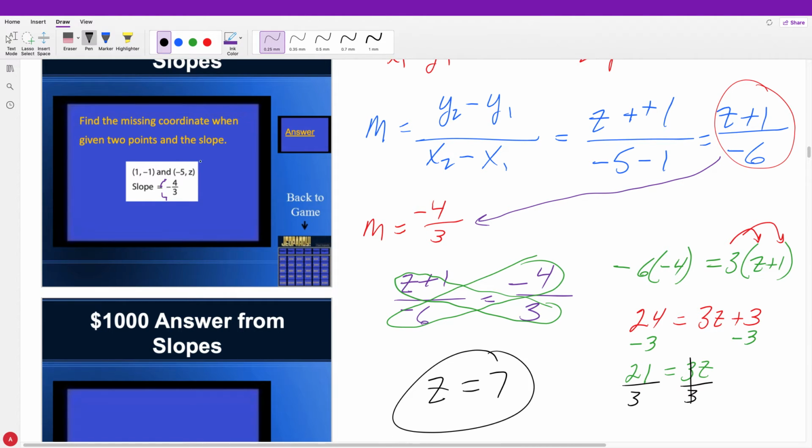If we were to plug 7 back in here to our formula, we would end up getting 8 over negative 6, which is going to give me that negative 4/3. So we know that we did this correctly.